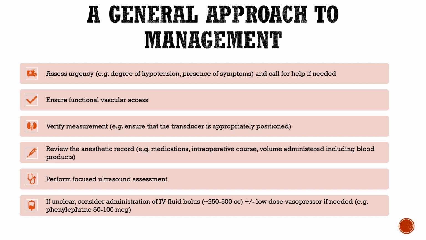Again, review the anesthetic record. For example, what medications were given, what was the intraoperative course, how much fluid did the patient receive, including blood product administration. Again, perform a focused point-of-care ultrasound. And again, if unclear, consider administration of a small IV fluid bolus, such as 250 to 500 cc's, plus or minus a low dose of vasopressor if needed, such as, for example, phenylephrine 50 to 100 micrograms.